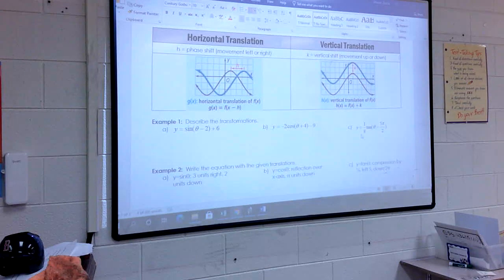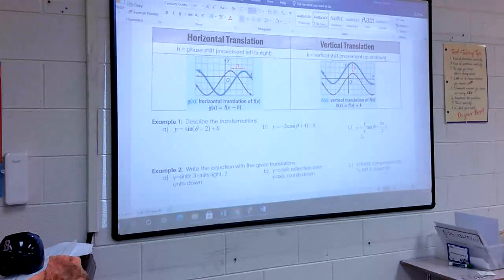So in B, you have a reflection, that's the negative. Then you have a stretch by 2, that's the 2. Then you have a left 4, that's the plus 4. Then you have a down 9, that's the minus 9.